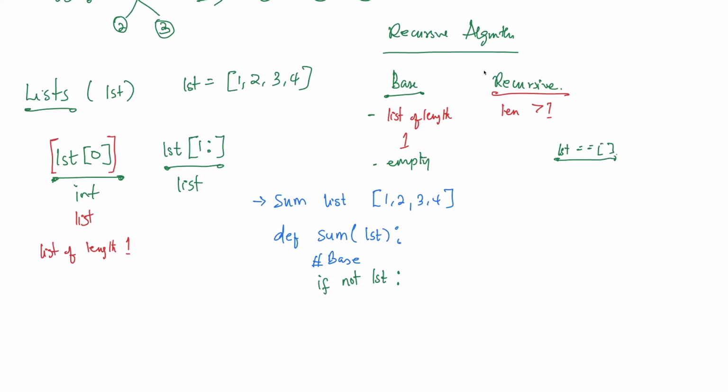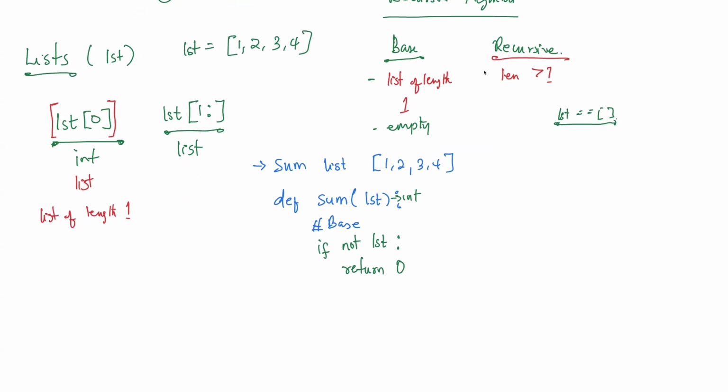So if not LST, what do we do? So we want to find the sum. This is something that can come up in an interview. If the list is empty, logically, what should you return? Anyone? What do you return if the list is empty? You have to return, right? So what do you return? 0. You return 0, right? 0 is the logical thing to return.